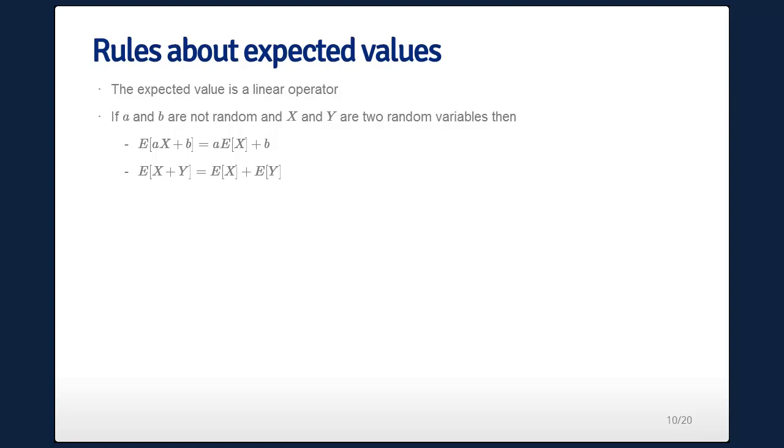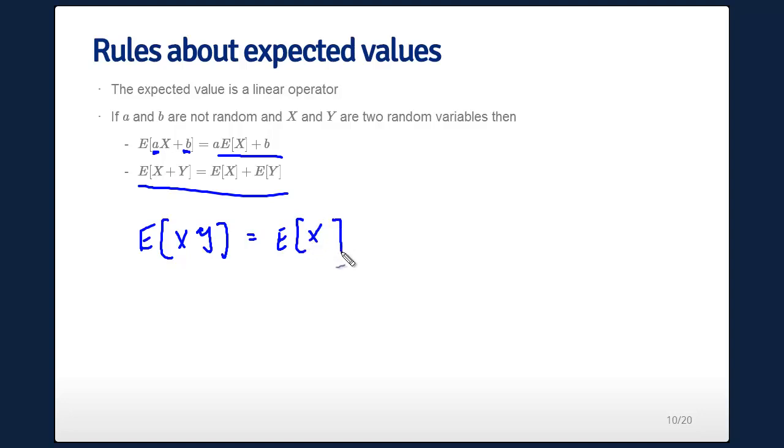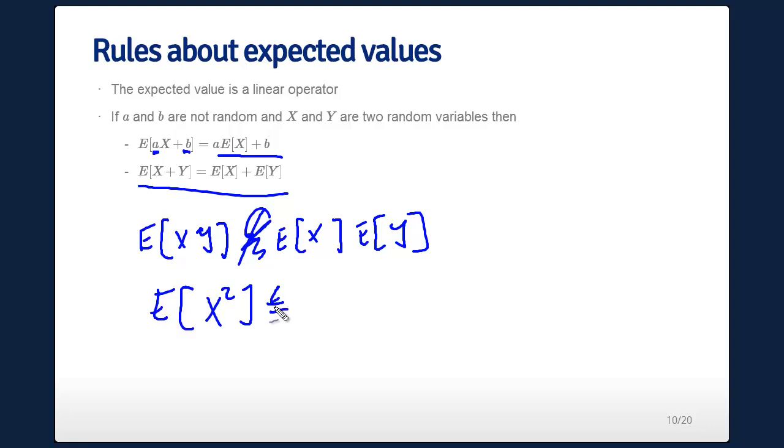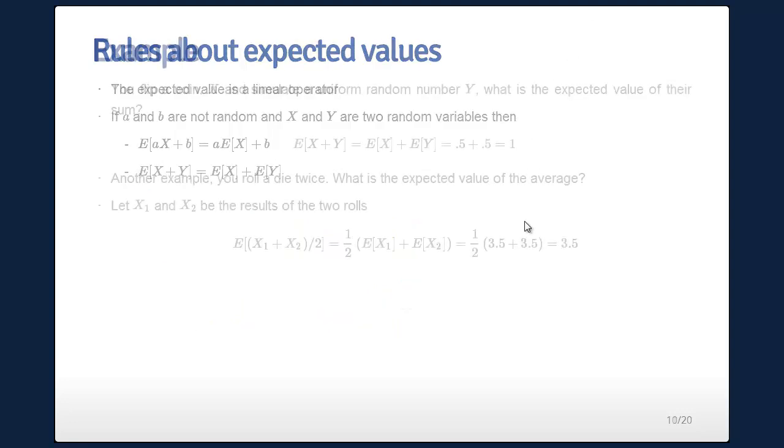So expected values have some rules that are very convenient. It's a linear operator, so if a is not random and b is not random, then the expected value of ax plus b is a times the expected value of x plus b. Expected value of x plus y is expected value of x plus expected value of y. So for anything linear, expected value works great, but it doesn't always work, right? So expected value of x times y is not the expected value of x times the expected value of y. No. And the expected value of, for example, x squared is not, in general, equal to the expected value of x, quantity squared. Okay, so keep that in mind. But for linear things, it works great.